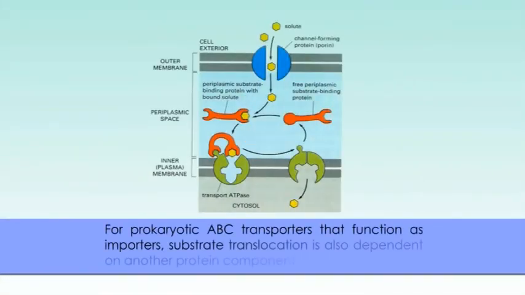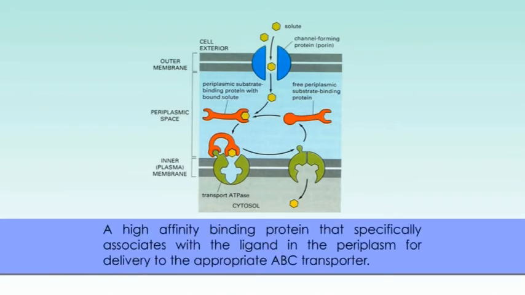For prokaryotic ABC transporters that function as importers, substrate translocation is also dependent on another protein component, a high affinity binding protein that specifically associates with the ligand in the periplasm for delivery to the appropriate ABC transporter. Each of the TMDs have several membrane spanning alpha helices and form the pathway through which the transported substance crosses the membrane. They also determine the substrate specificity of each ABC protein.